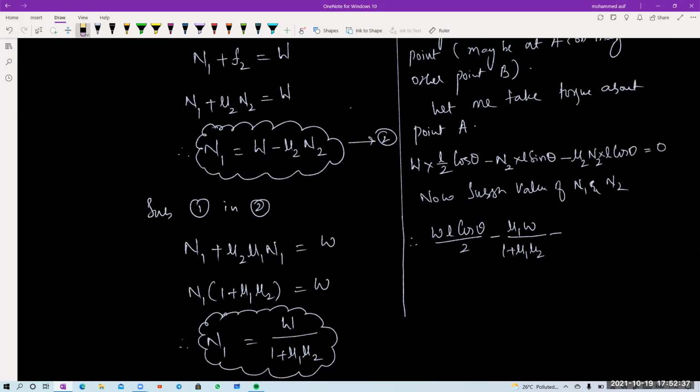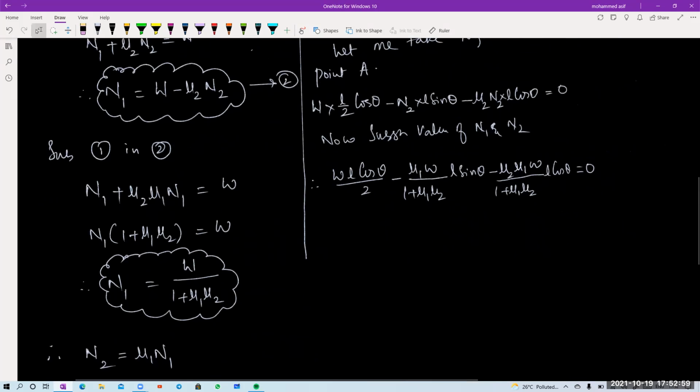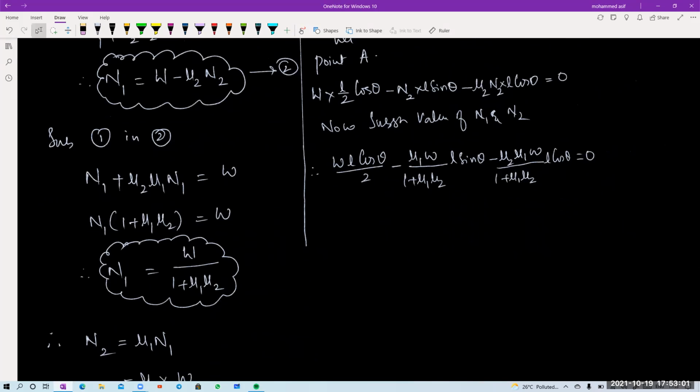So sorry. So this will be into L into sine theta minus mu2 into N2. N2 is again the same. So this will be equal to mu1 into W divided by 1 plus mu1 into mu2, into L into cos theta. That will be equal to 0. Okay, so I need to calculate the value of theta.